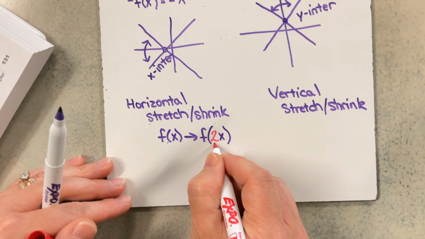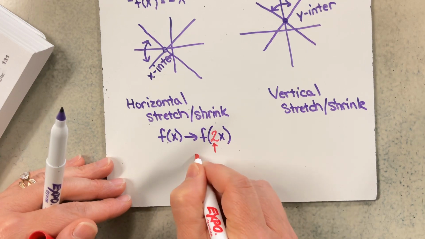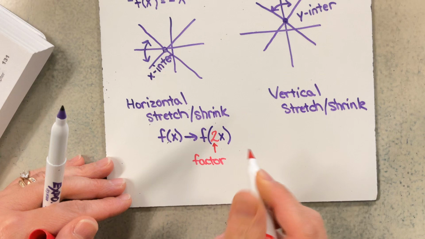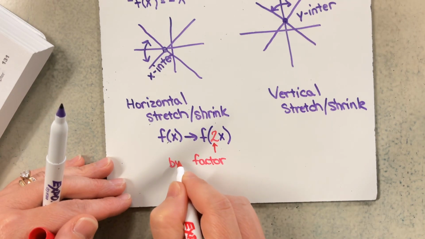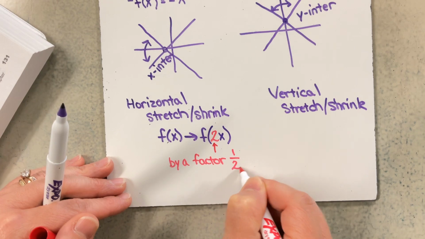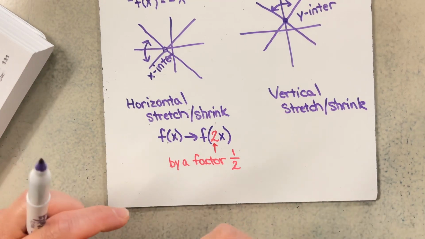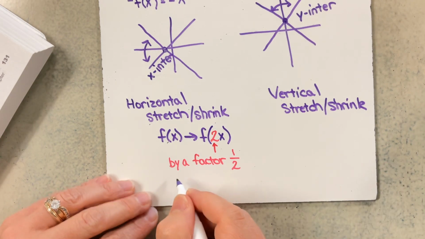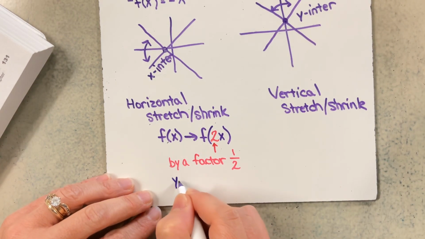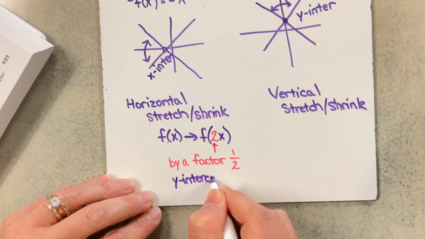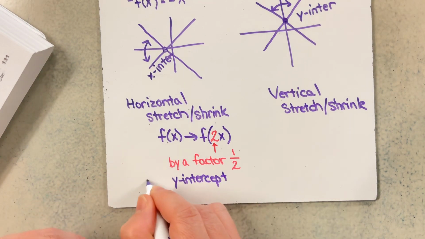But this number here tells me a factor. We're stretching or shrinking by a factor of not 2, but 1 over 2. Okay. This one, your y-intercept stays the same. So y-intercept is the same. Okay.